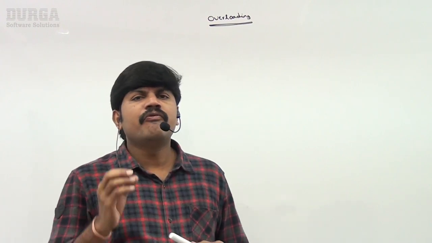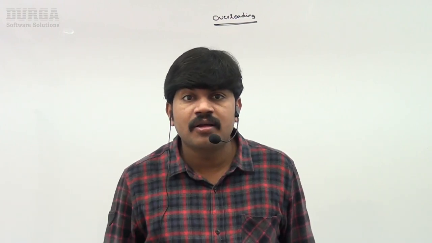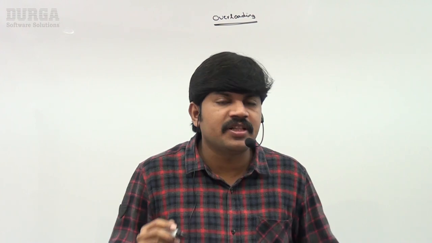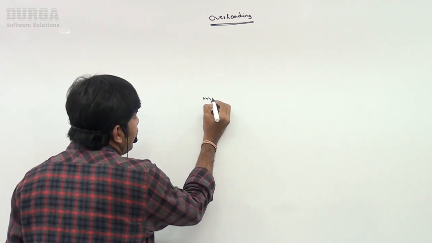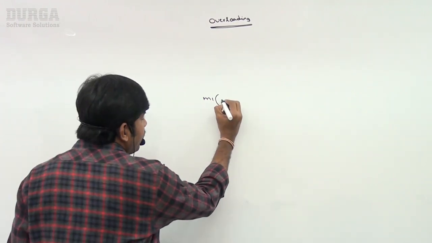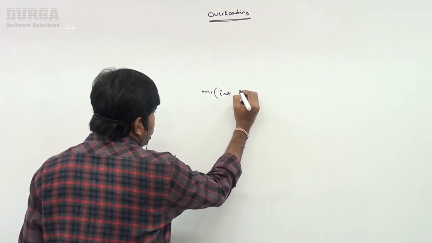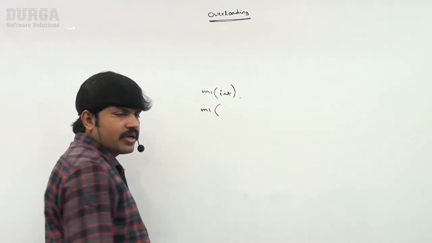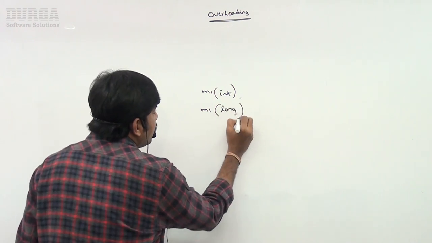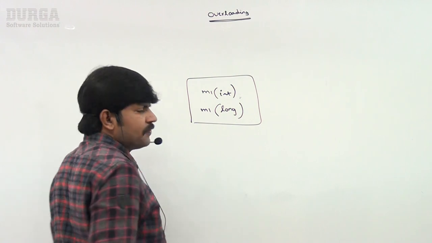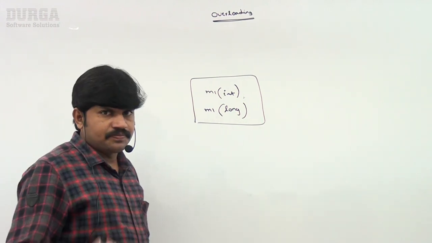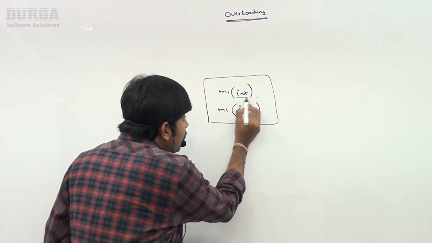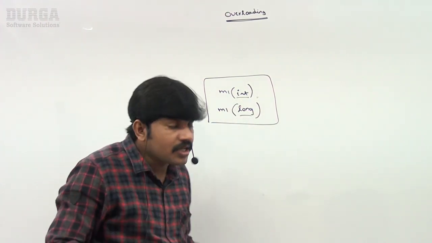Can you please observe, when we say that two methods are said to be overloaded? Very simple. Here I have an M1 method, where the argument type is int, M1 of int. I have another method M1 where the argument type is long. Observe these two: the method names are same, but the argument types are different.